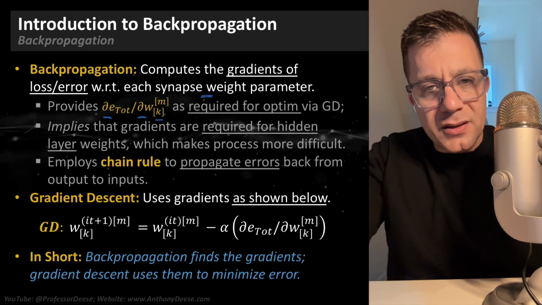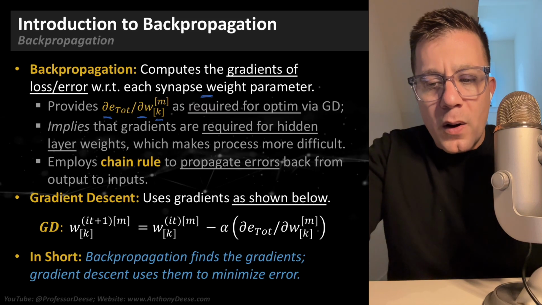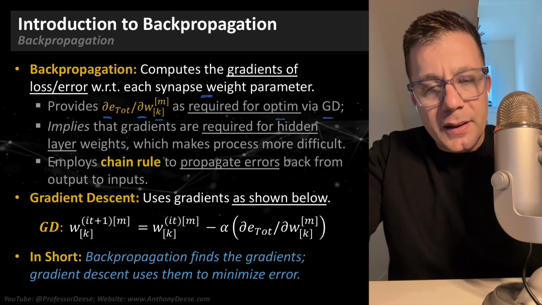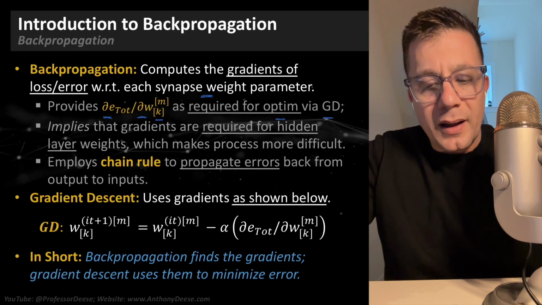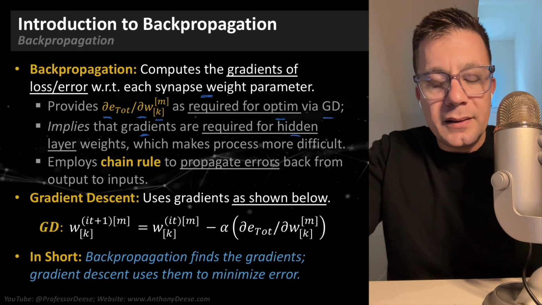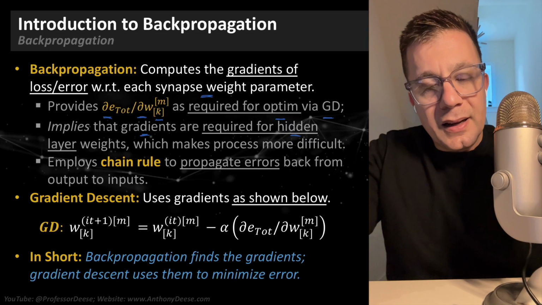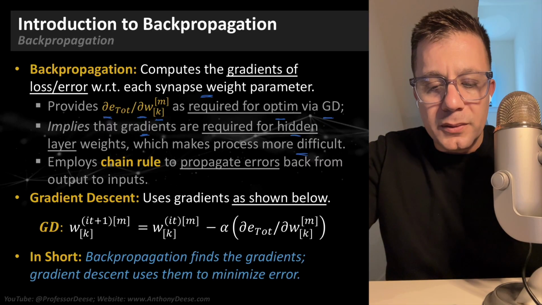For example, here we have the synapse weight between node or neurons K and M, and these gradients are required for optimization via descent. Now, in my mind, the term backpropagation implies that there is at least one hidden layer. It implies that we need to calculate gradients for the output as well as the hidden layer weights, and we'll see in a second that calculating this gradient for the hidden layer can be a little bit more difficult.